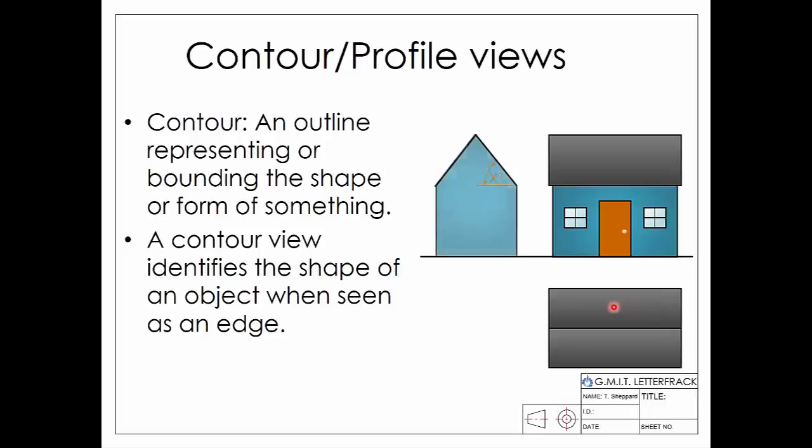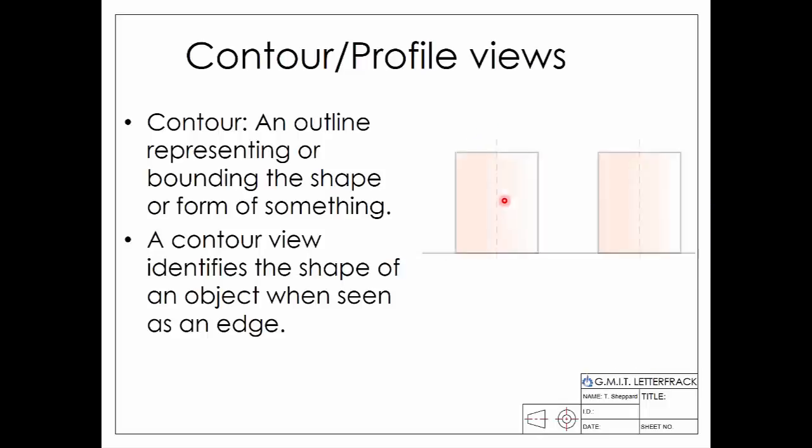So we need more information in order to determine what the real shape of the object is. If we were to look in from the side and take an end view, in the end view we can see the two surfaces as an edge, and we see the true pitch or the true angle of our roof surfaces. So in this case the end view is our contour view, the view that tells us the real shape of the roof.